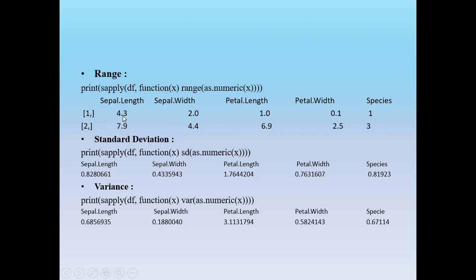So 4.3 is already given in the previous slide as the minimum, and 7.9 is given in the previous slide as the maximum. Next is the standard deviation. Standard deviation is computed if the data represent a sample, so that the denominator is n-1, where n is the number of observations. With the help of the SD function, we get the output. Then variance. The coefficient of variation is the standard deviation divided by the mean. With the help of this function, we get the variance.